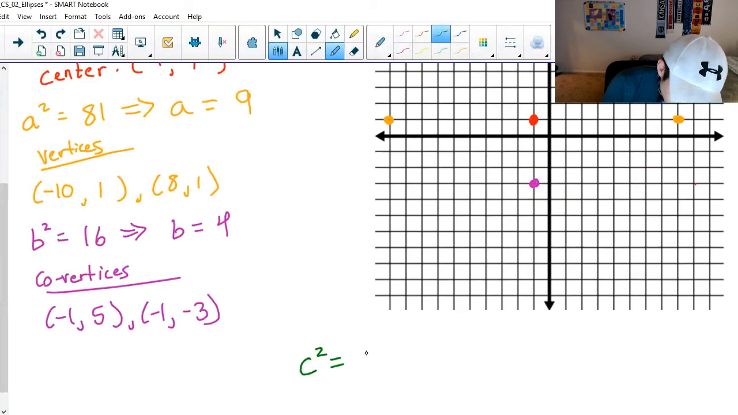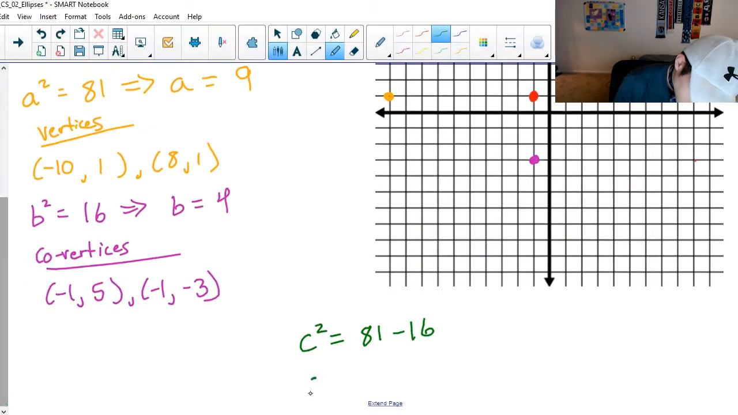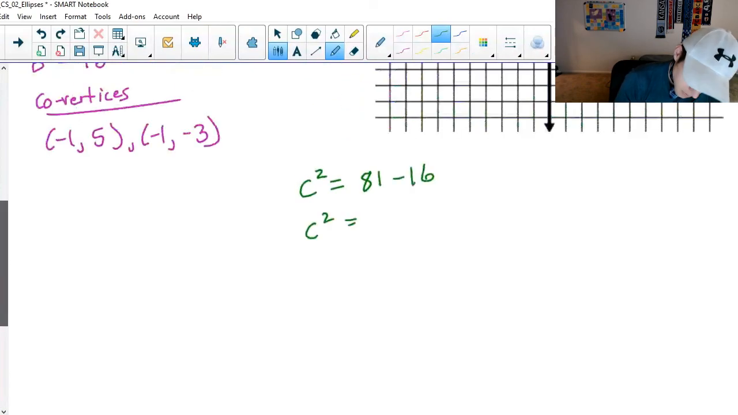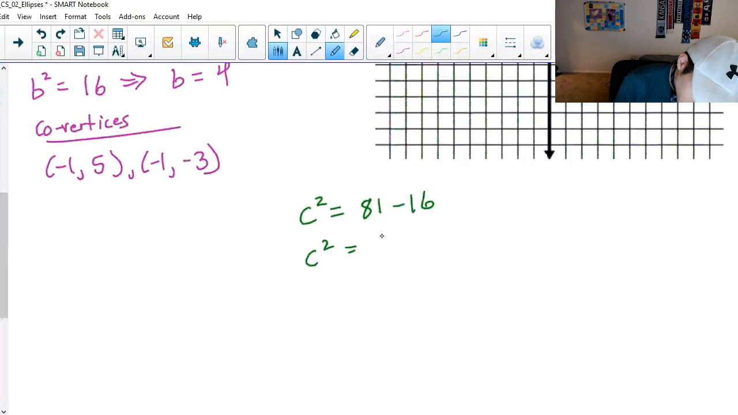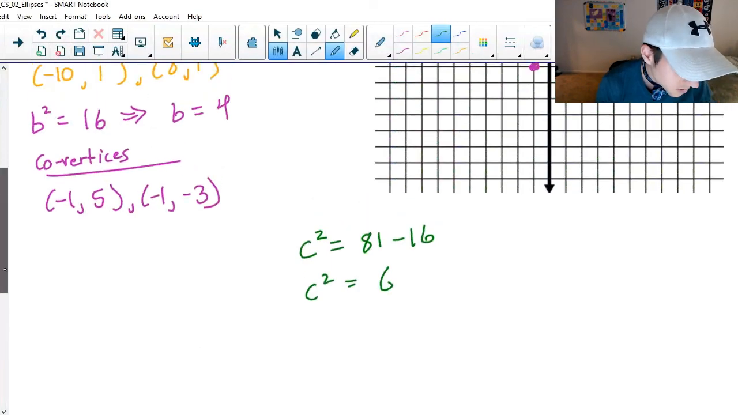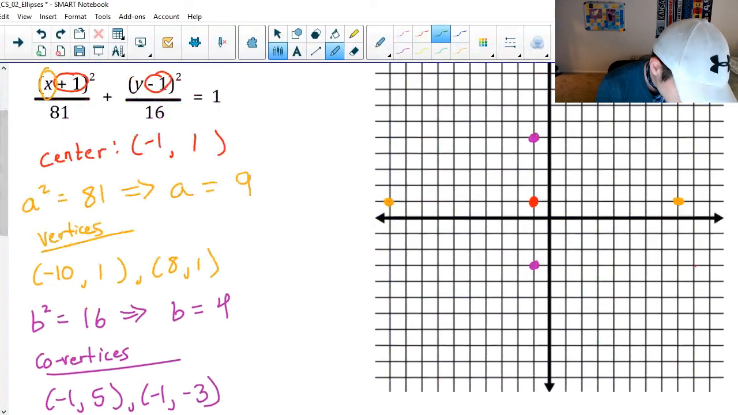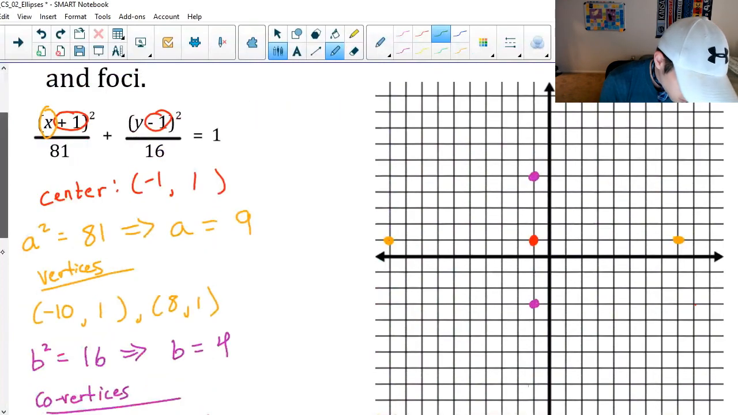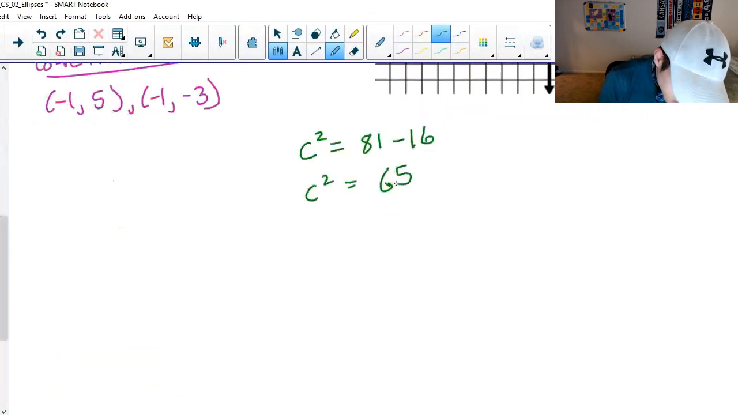So c squared equals a squared minus b squared. So 81 minus 16. Oop, scroll back up. Wait, was it 81 and 16? What was our numbers? Oh, it was 81, 16. I was thinking the other one, the last one was the 49 and whatever. Okay, so 81 minus 16 is 65, right? Yeah. 65.